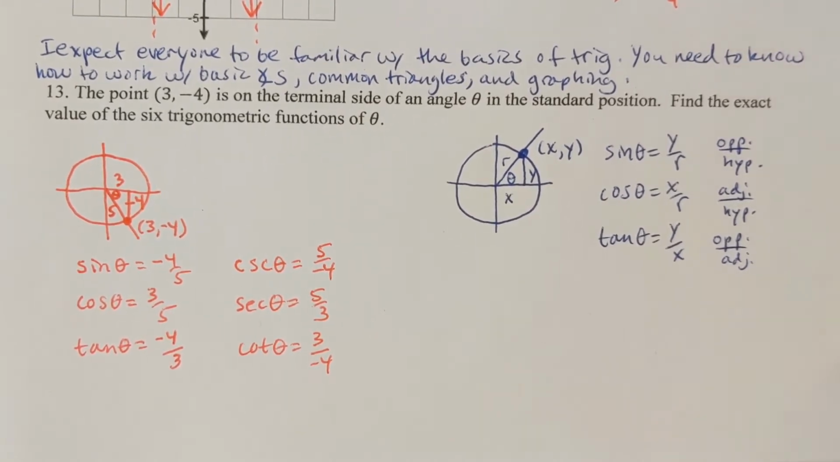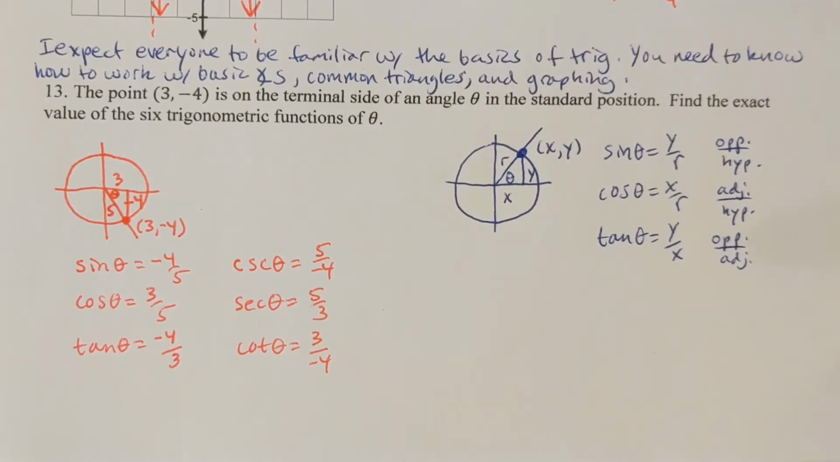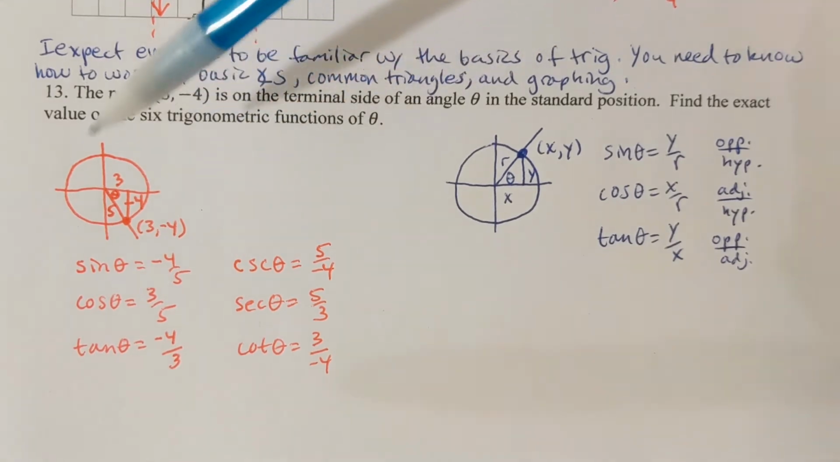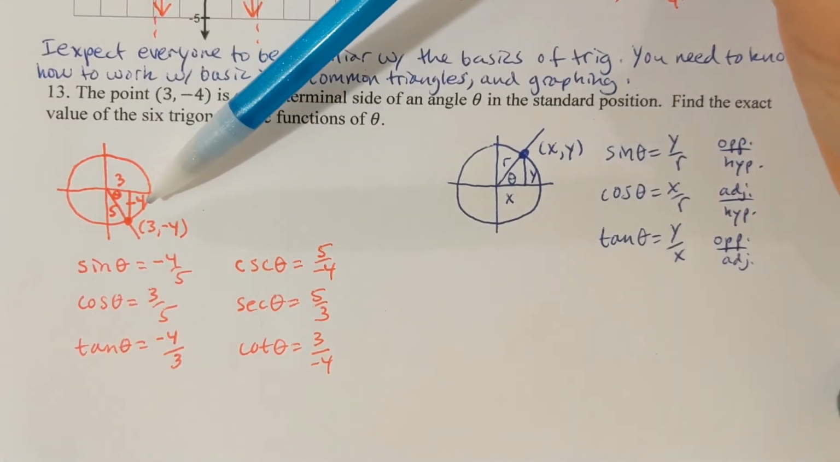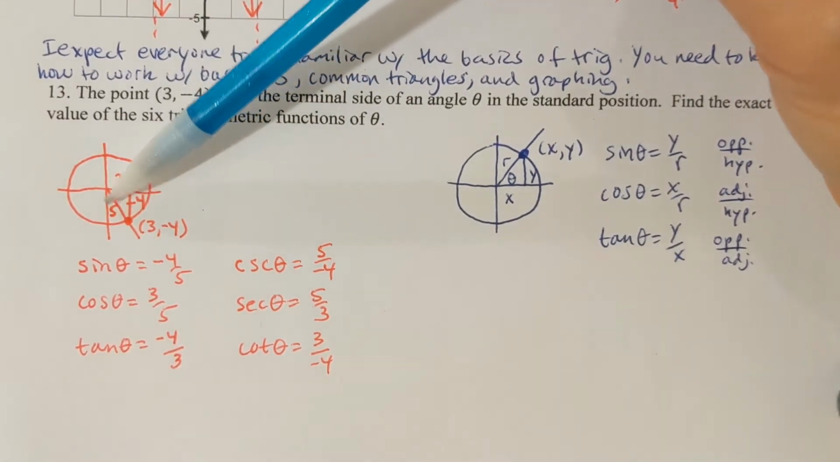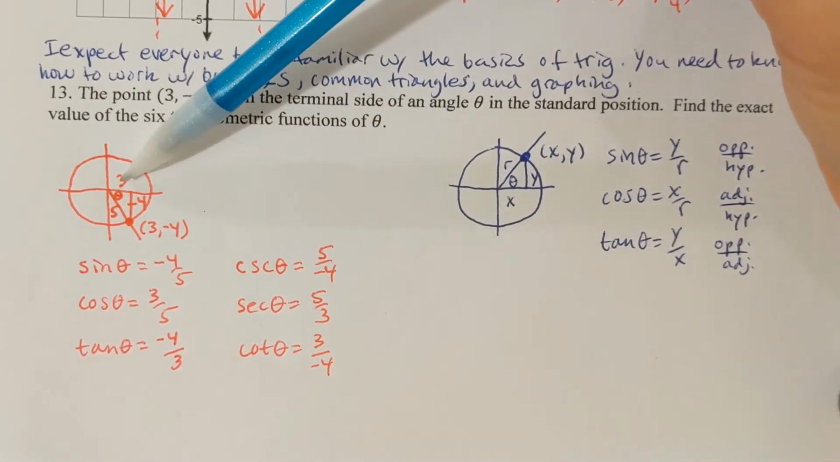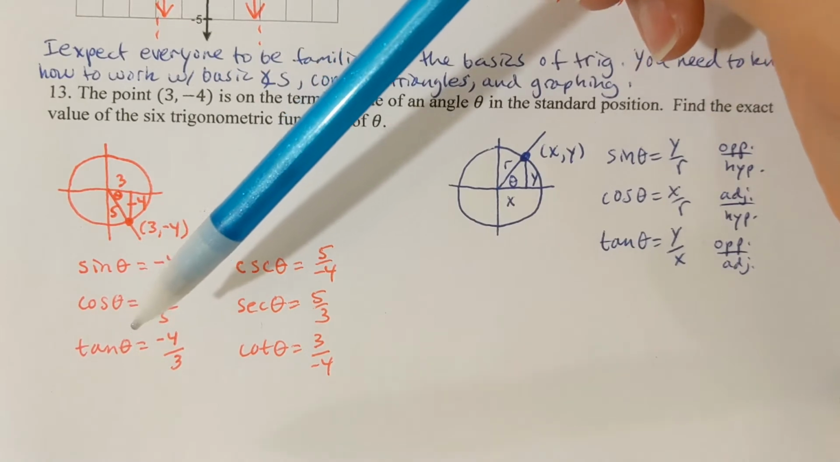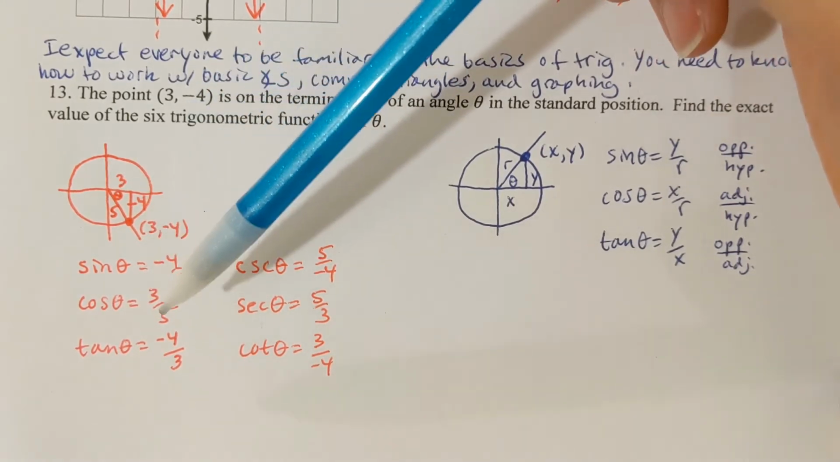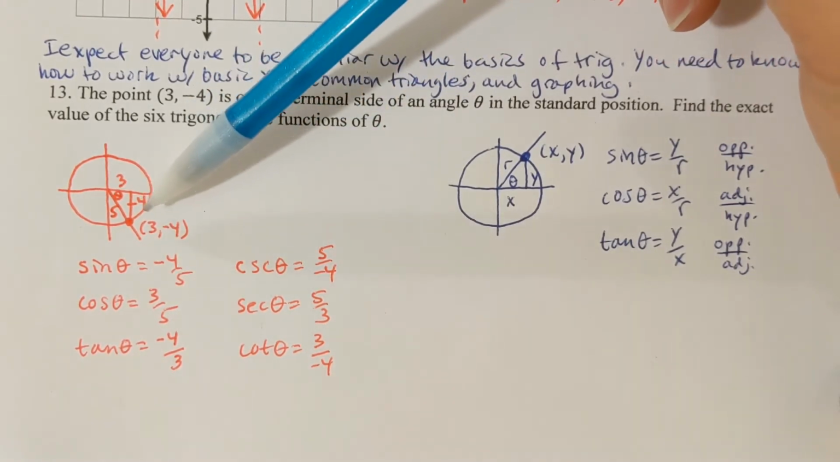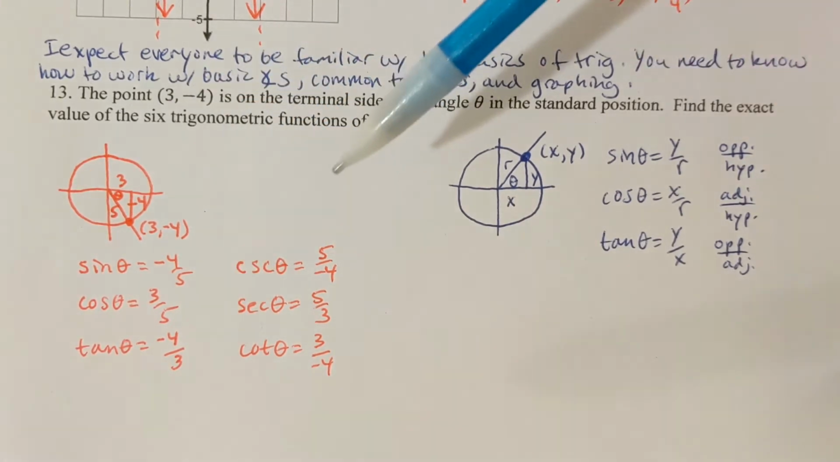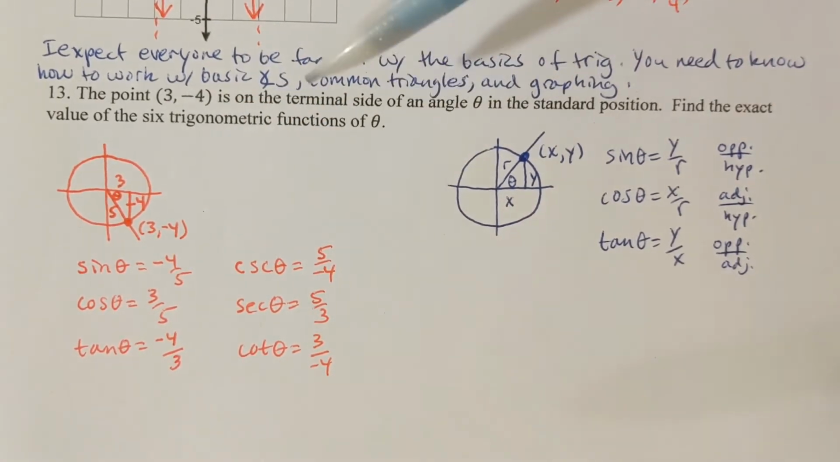and so let's compute the values of the 6 trigonometric functions of theta. Now, sine of theta is opposite over hypotenuse, so for us that's going to be -4/5. Cosine of theta is adjacent over hypotenuse, that's going to be 3/5. Tangent theta would be opposite over adjacent. So the opposite side is -4, adjacent side is 3, -4/3.